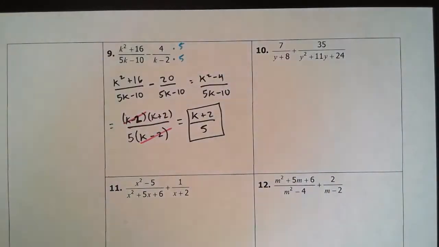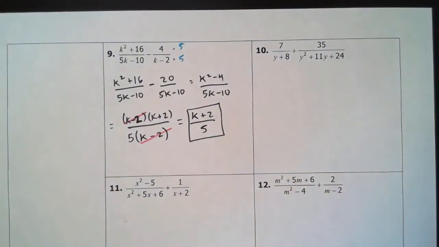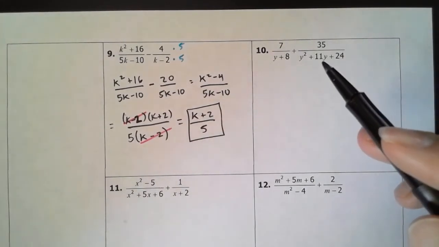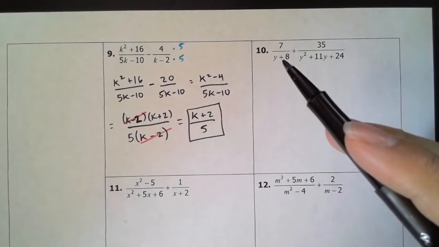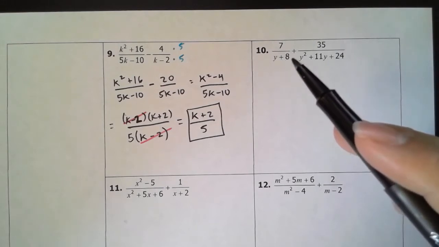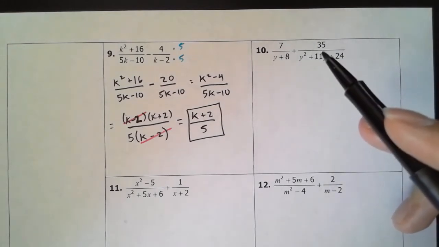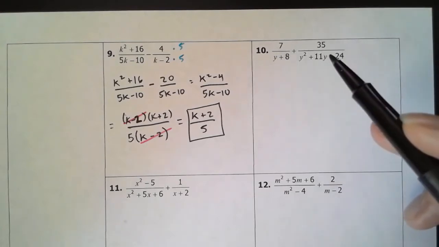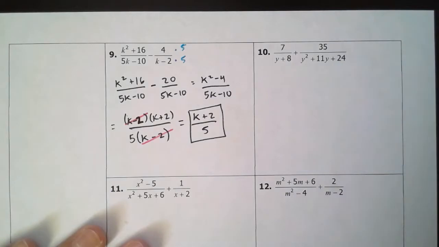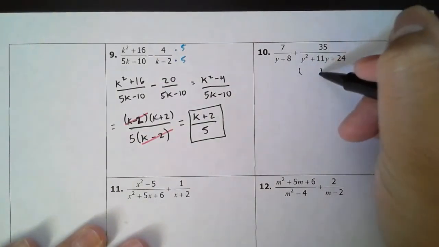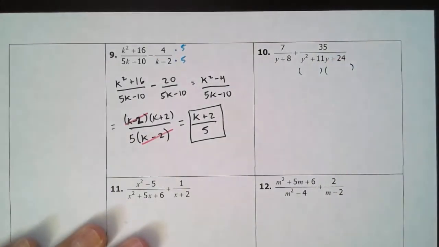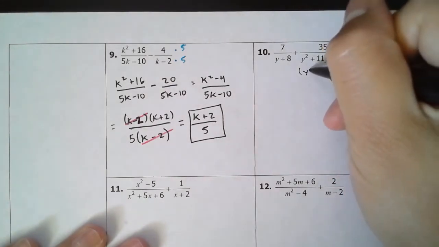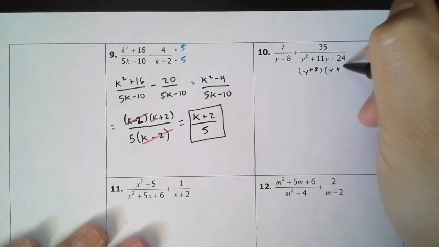For number 10, this one is a lot trickier, because you have a trinomial and a binomial. Now the trick here is, let's factor this guy out so we can see what we have to multiply this guy by to get this. So what I'm doing here is, first, right below it, we're going to rewrite that denominator. And if I factor this out, I get y plus 8, y plus 3.